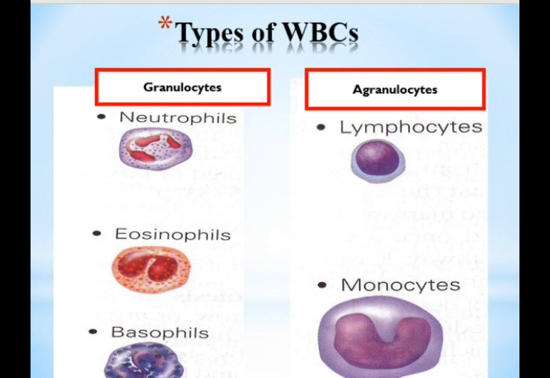There are many types of white blood cells: neutrophils, eosinophils, and basophils, which are all granulocytes. You can see a lot of small dots within the cell, which are called granules. Agranulocytes would be cells without any granules. So within the cytoplasm, it is kind of clean. You can see there's nothing inside.